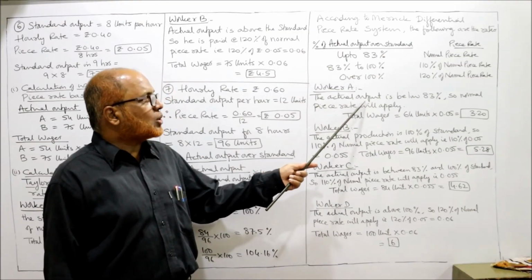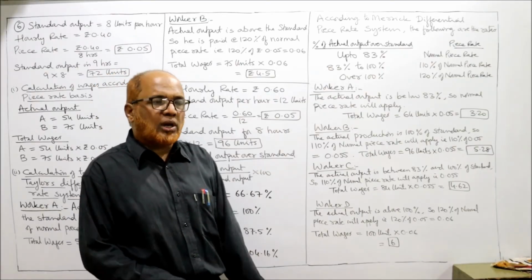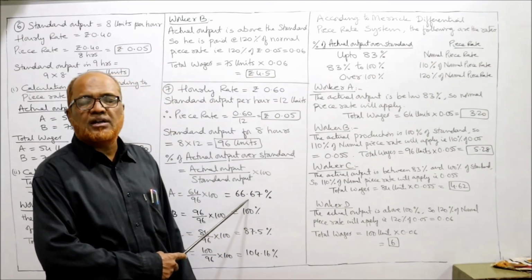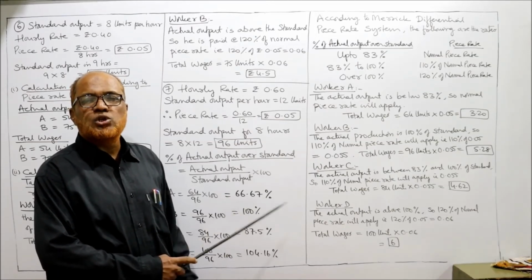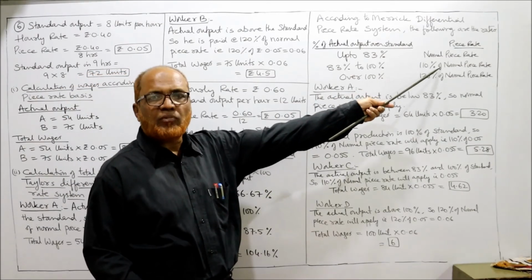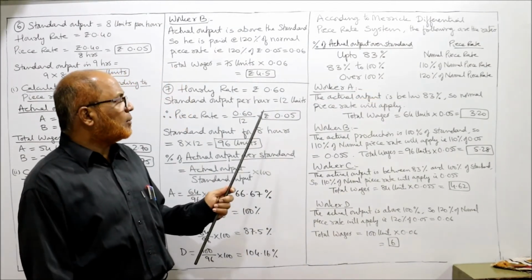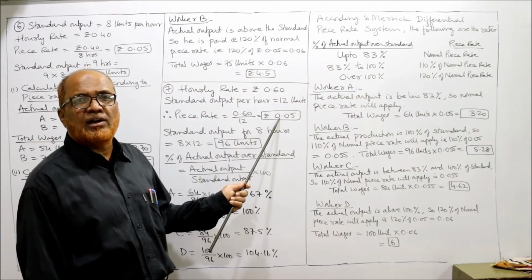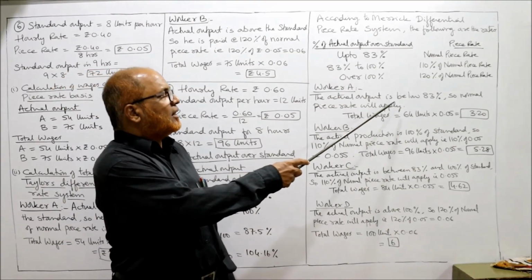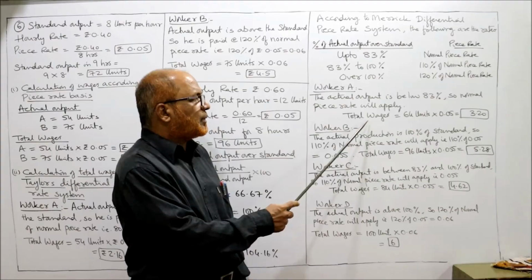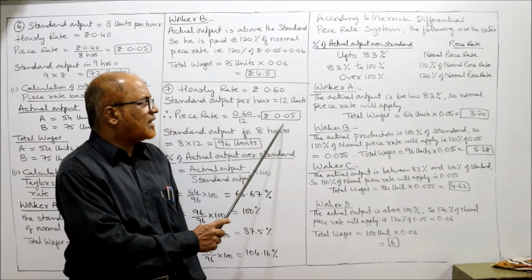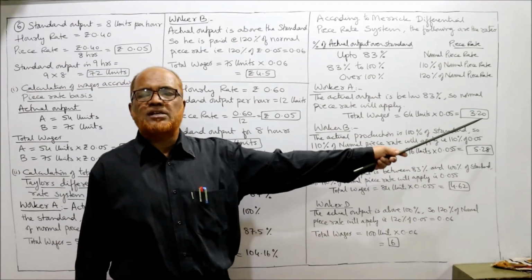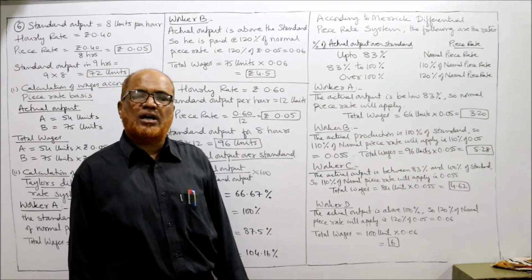Right? Now we calculate for each worker. Worker A, the actual output is below 83%. See the actual output of A worker. How much is the percentage? 66.67%. This percentage is below 83%. So below 83 means normal piece rate will apply. What is the normal piece rate? 0.05 rate will apply. Total wages 64 units into 0.05. Normal piece rate 0.05. So 3 rupees 20 paisa. 3.20 is the total wages for worker A.